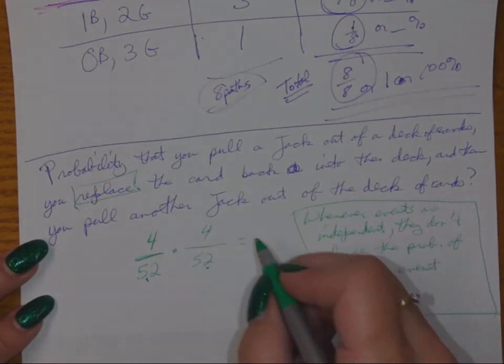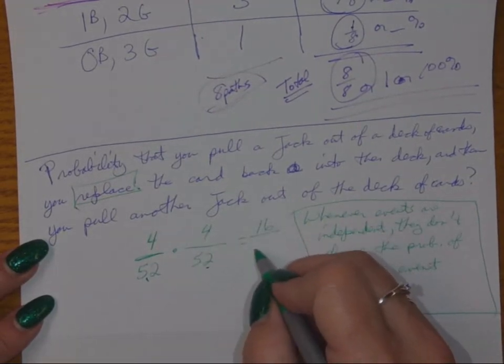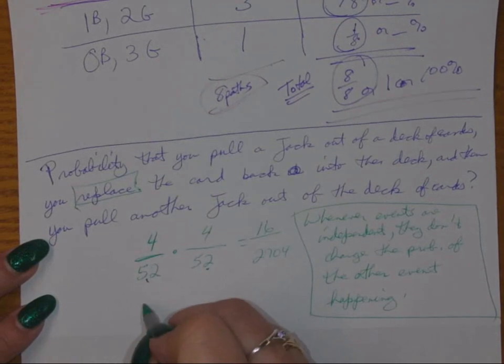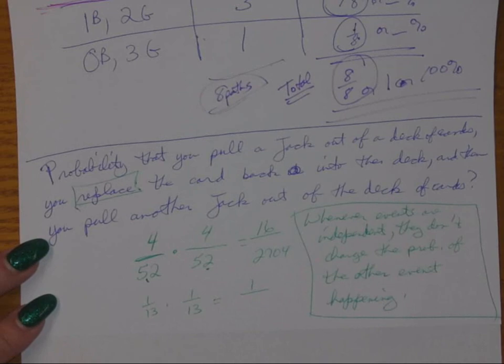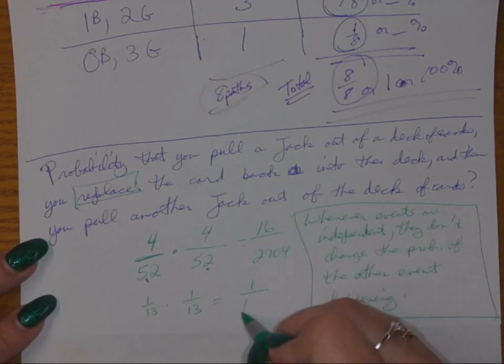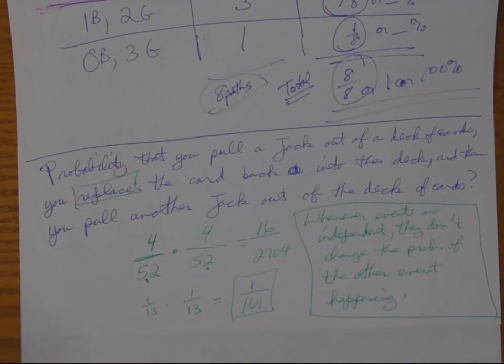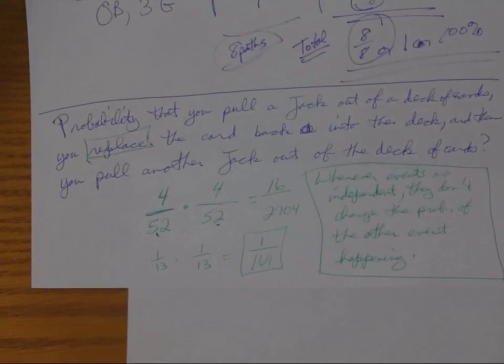Now you can multiply that. It would be 16 out of 2704. Or you can reduce it first, 1/13 times 1/13. Or you can reduce it at the end. However you want to do it, you should end up with 1 out of 169. There's a 1 in 169 chance, probability, that I'm going to pull at random a jack, put that jack back in, and then pull another jack. So that's interesting.